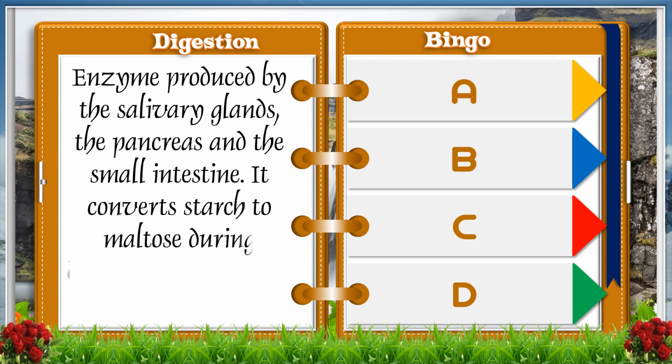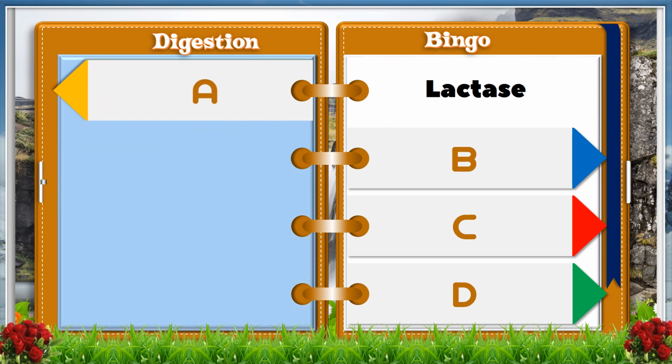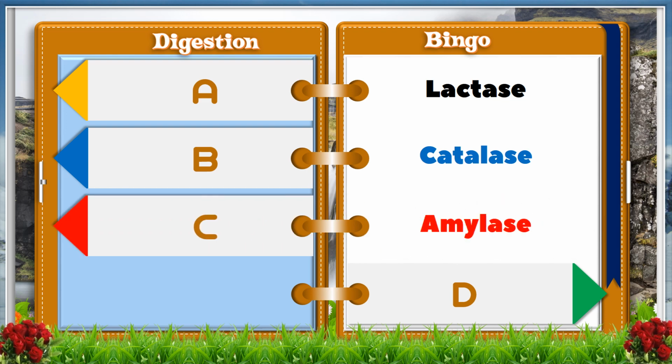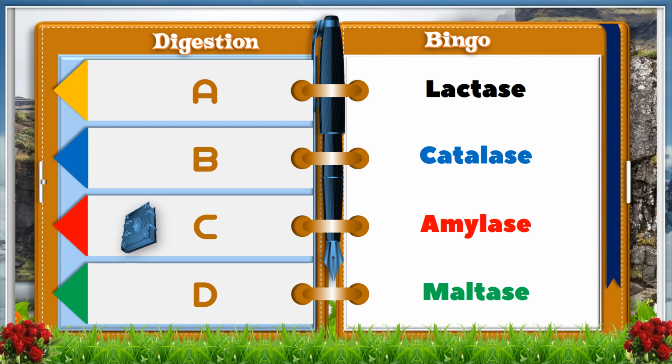Enzyme produced by the salivary glands, the pancreas, and the small intestine. It converts starch to maltose during digestion. Its optimum pH is slightly basic. A. Lactase. B. Catalase. C. Amylase. D. Maltase. And the answer is C. Amylase.